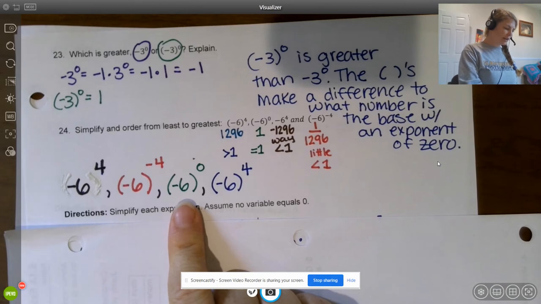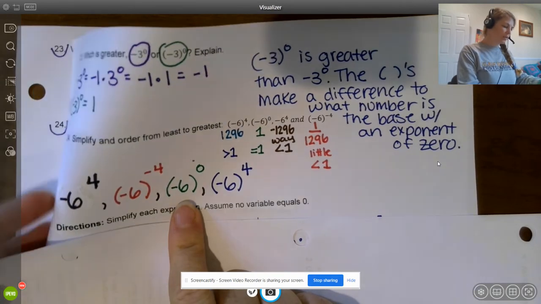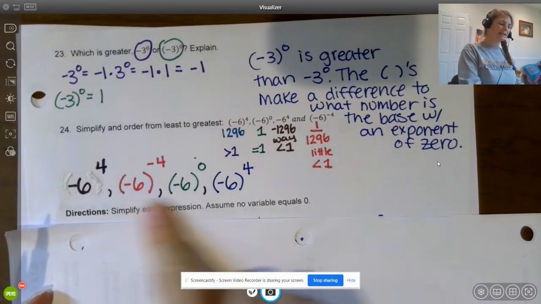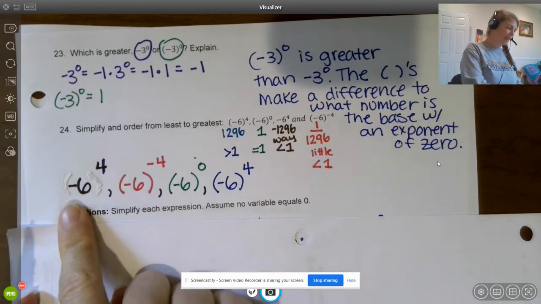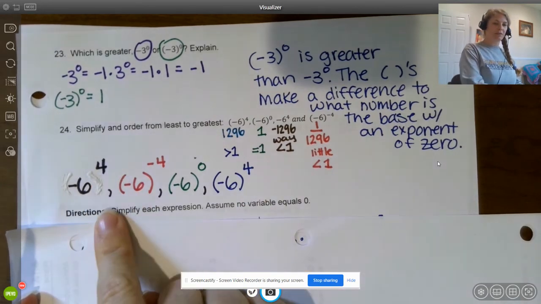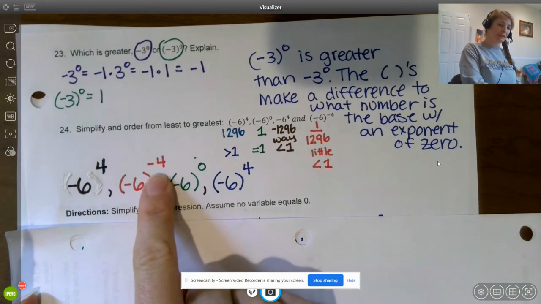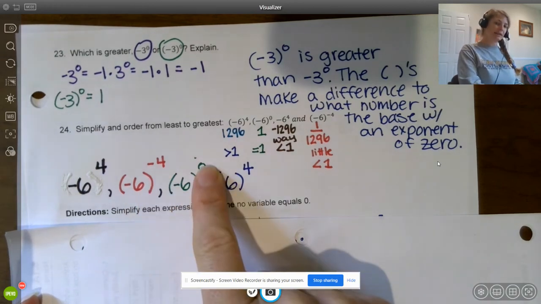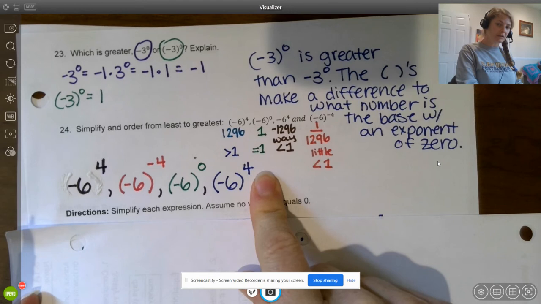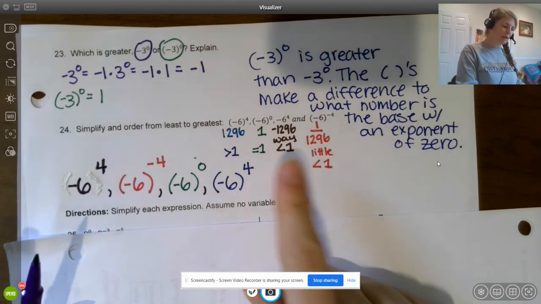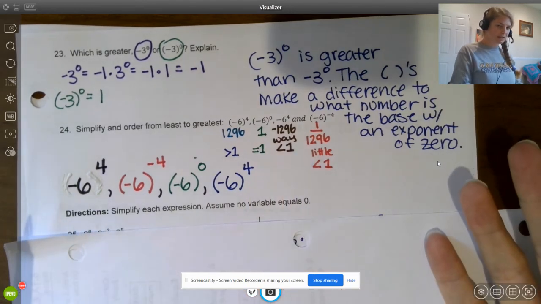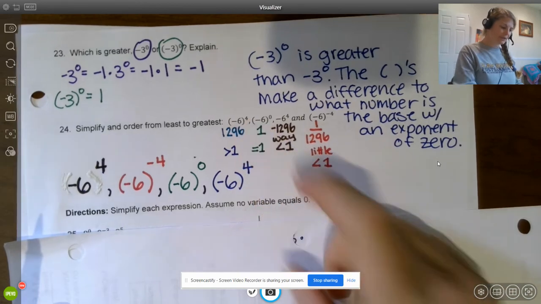So taking a look at 24, remember when we order them from least to greatest, we want to list them in the original form. Negative 6, no parentheses, to the 4th, then (negative 6) to the negative 4th, (negative 6) to the 0, and (negative 6) to the positive 4 power. This might be like, well, Mrs. Barr, you told me I can't use a calculator. I didn't know what 6 to the 4th power is.